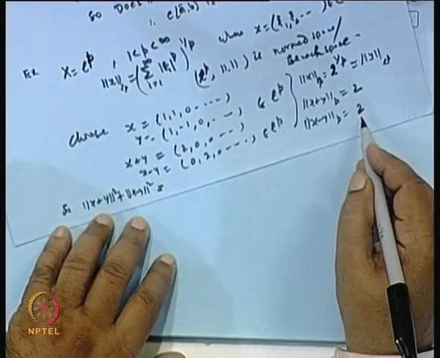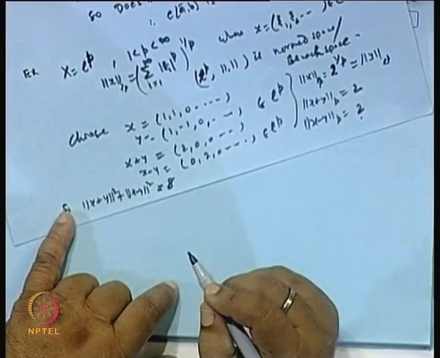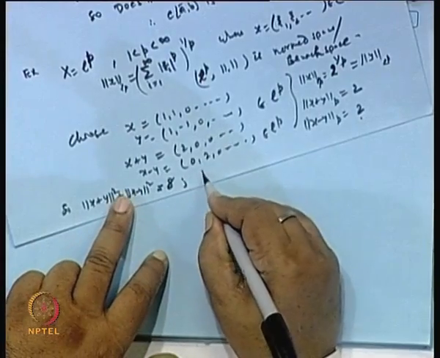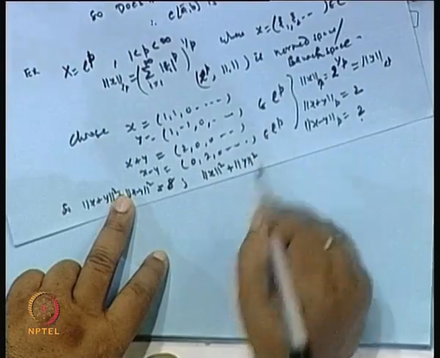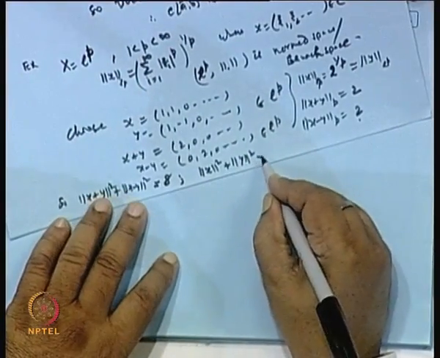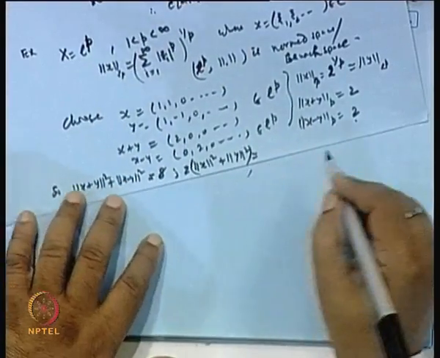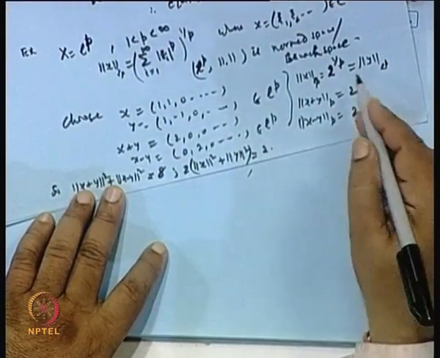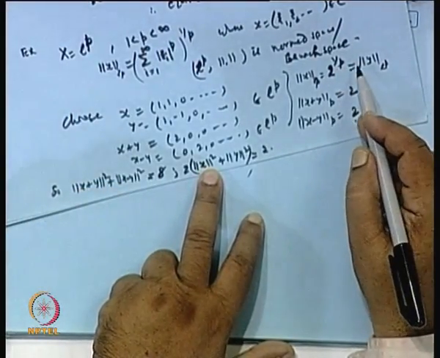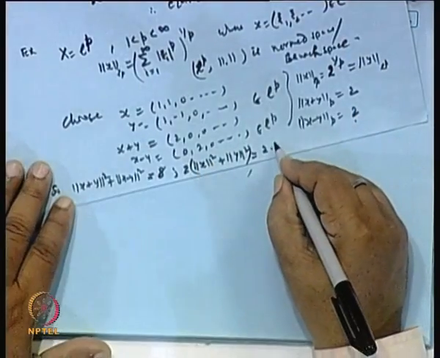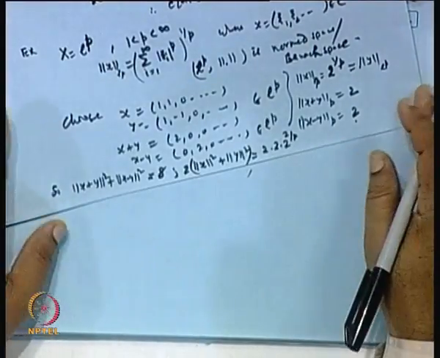2 squared plus 2 squared, that is 8. And what is the norm of x squared plus the norm of y squared? It is 2 times this square and again this square. So, in fact, 2 into 2 to the power p. Is it okay or not?